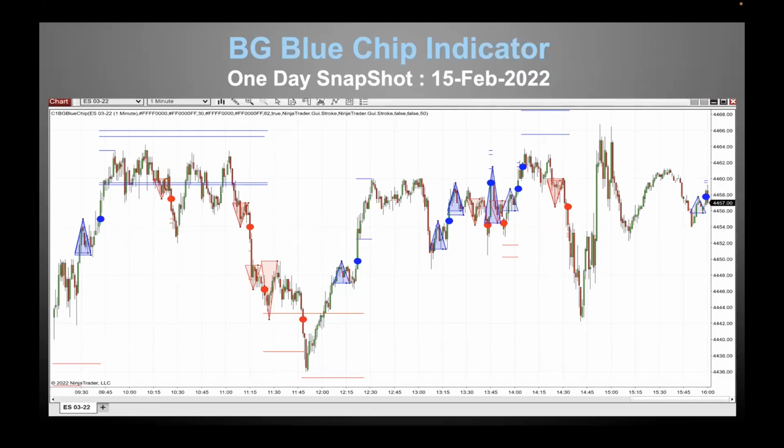But time frame, very important. Yes, it works on any time frame. 5 minute, 1 minute, any chart type you want, it works on. It's completely compatible.